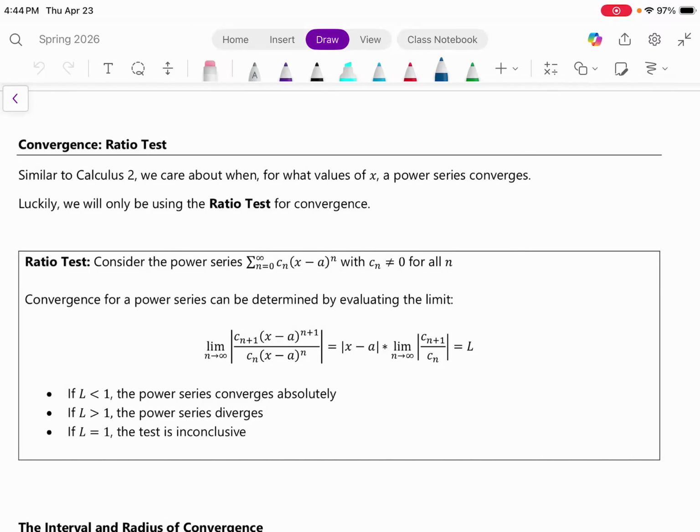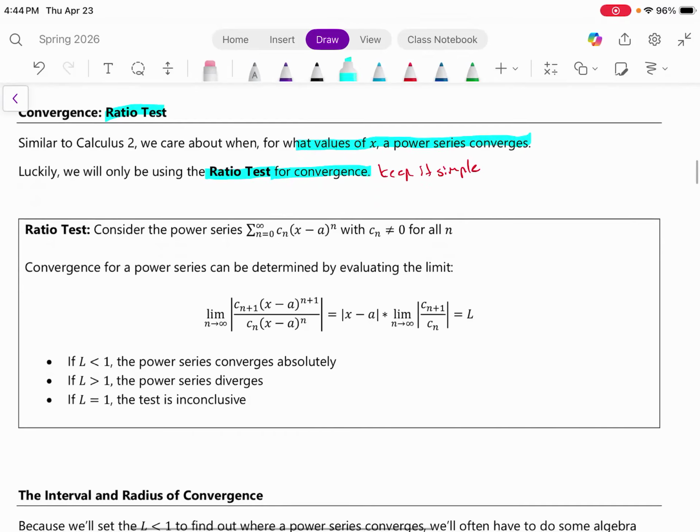For this differential equations course and for these power series topics, we're only going to be looking at the ratio test for convergence. All right, so we're going to keep it simple. Just use the ratio test. You don't have to worry about all the other tests you might have learned in Calc 2 for this component. So what do we use the ratio test for? Because we want to know for what values of x a power series converges.